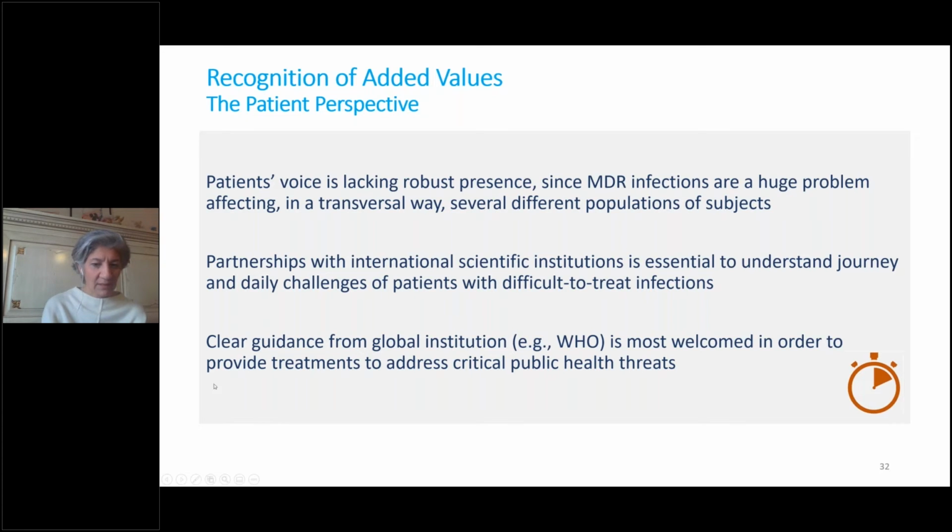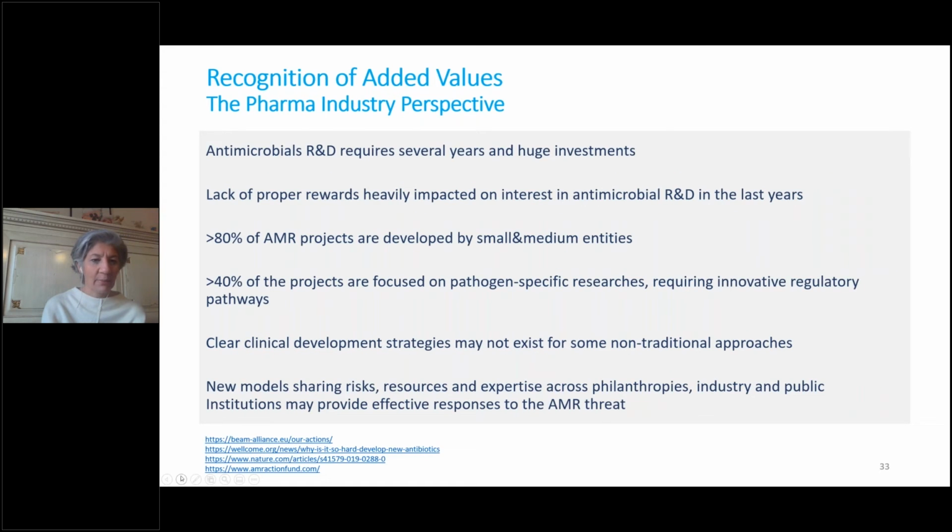And the last slide is about the pharma industry perspective, because as already highlighted, antimicrobial R&D requires several years and a huge investment to be developed, and the lack of proper rewards in the last years impacted the real interest and support in terms of funding antimicrobial R&D. We know that more than 80% of the AMR projects are developed by small and medium companies, and more than 40% of these projects focus on pathogen-specific research studies.